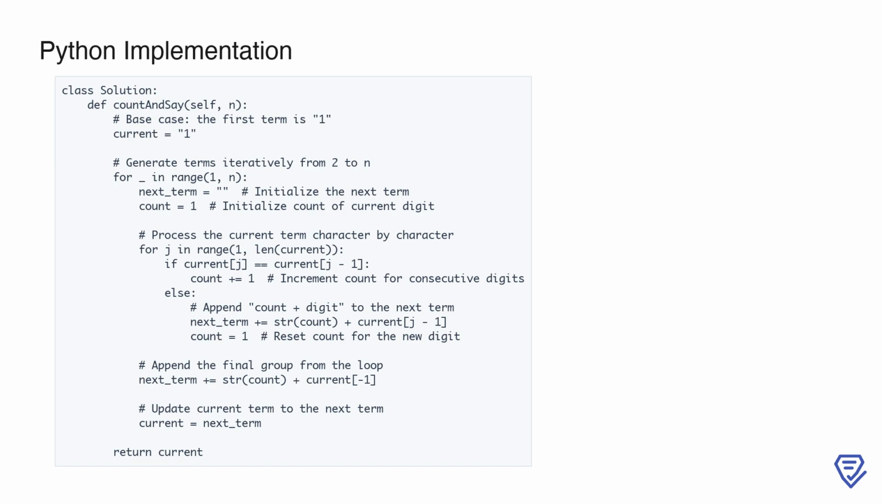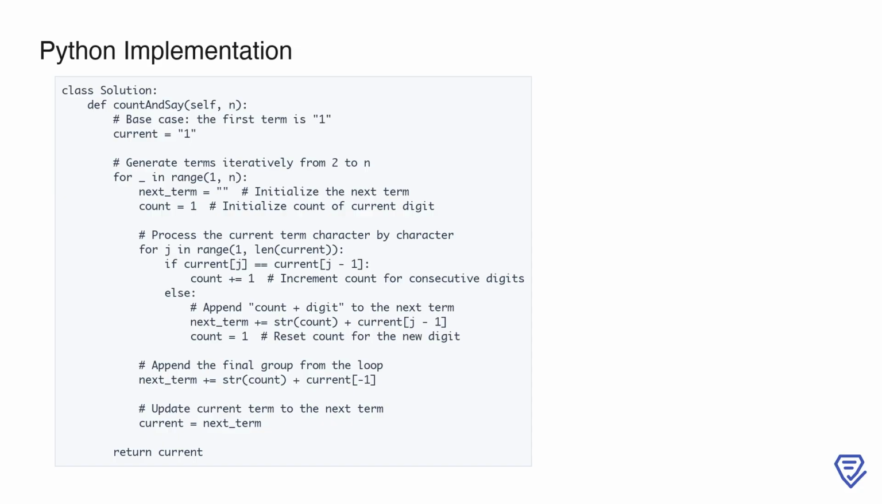The implementation begins by initializing the first term of the sequence as a string 1. The function iterates from 2 to n, generating the sequence iteratively. For each term, a new string next_term is constructed by processing the current term digit by digit. A count variable tracks the number of consecutive identical digits. When a different digit is encountered, the count and the previous digit are appended to next_term. This process ensures that the description of the current term is accurately built.